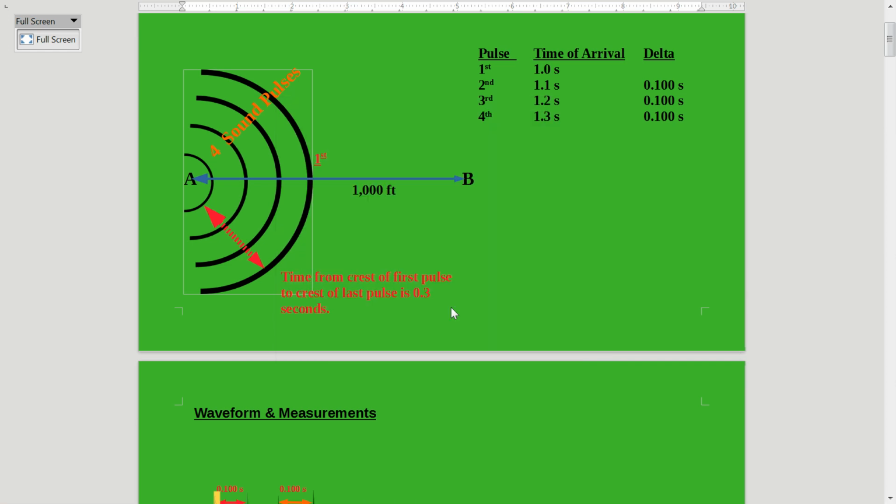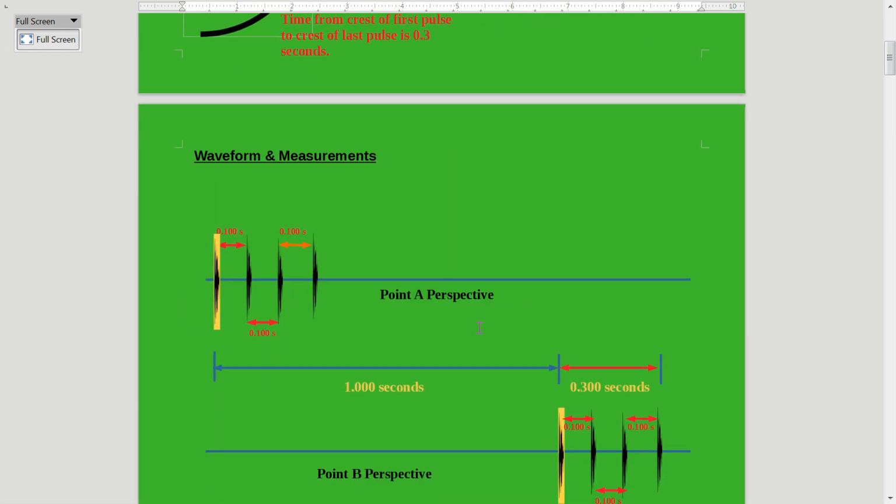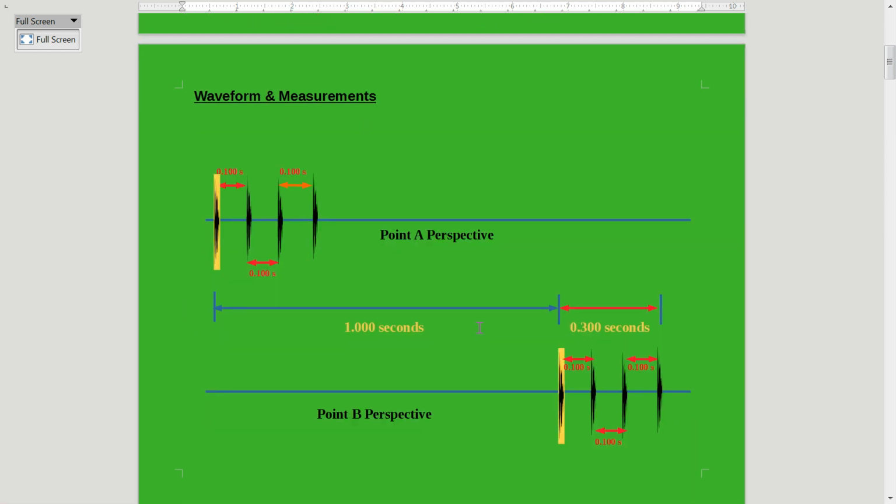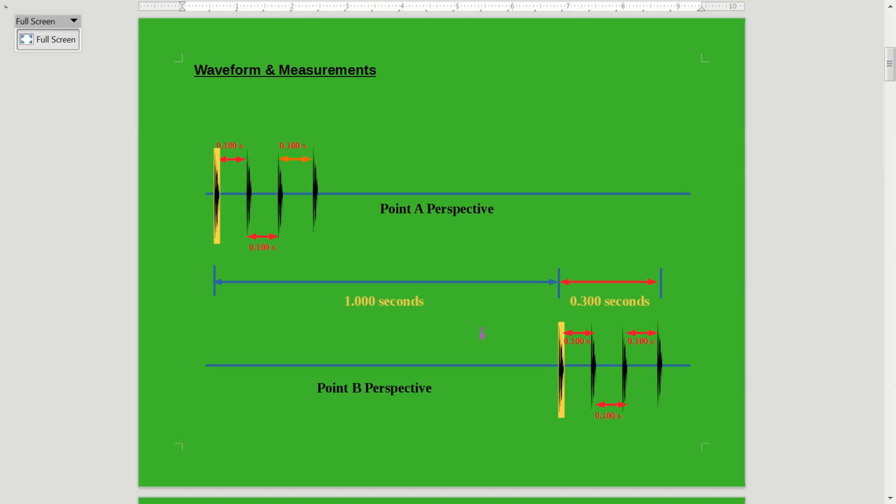Alright, so if we were to take the audio from each of those recorders and plot it on a waveform, it might look something like this. This is the timeline for the recorder at point A. And here you can see that early on we get the first pulse recorded, the second pulse, the third pulse, and finally the fourth pulse. And since the recorder at A is right on top of the source, there's no time delay before them.